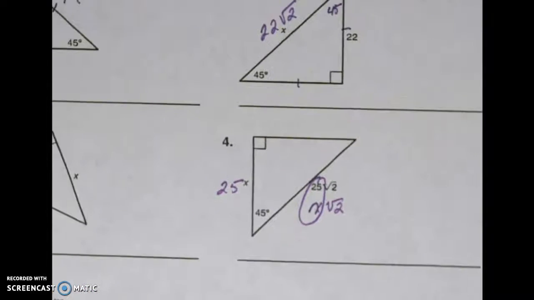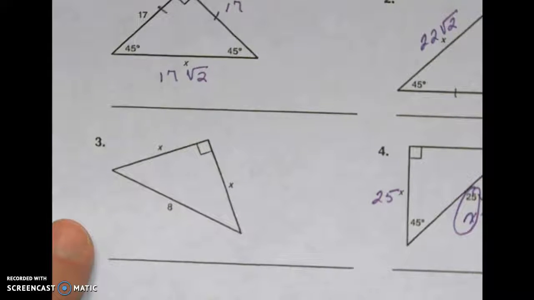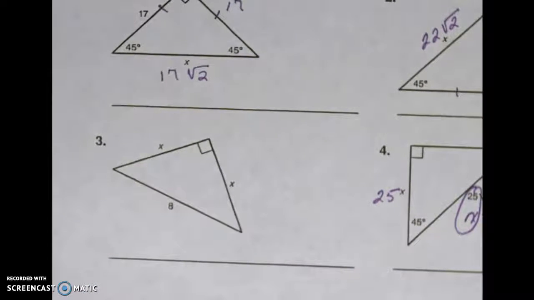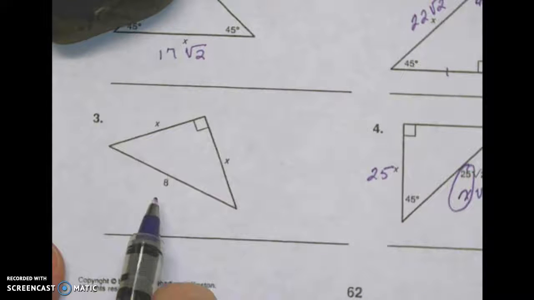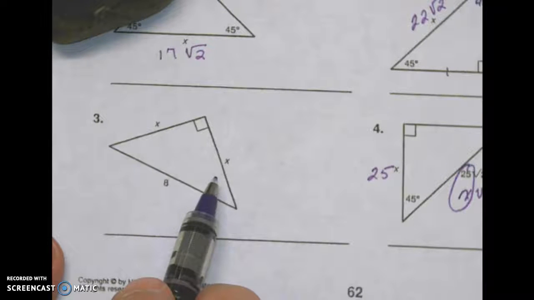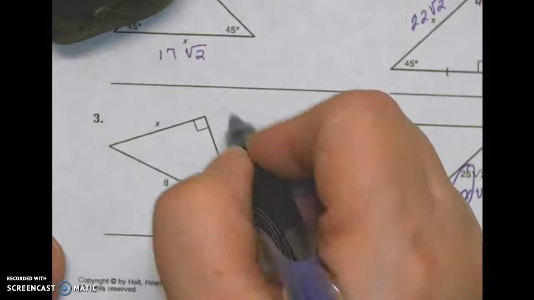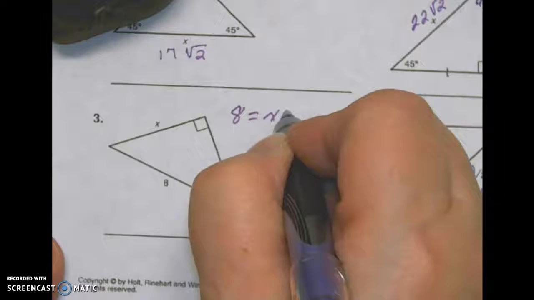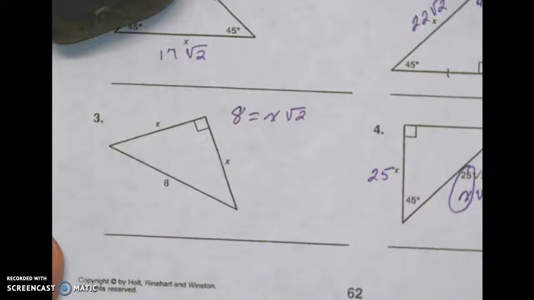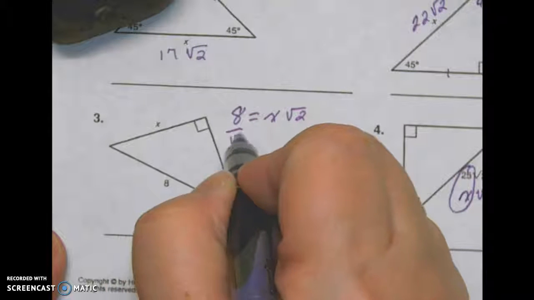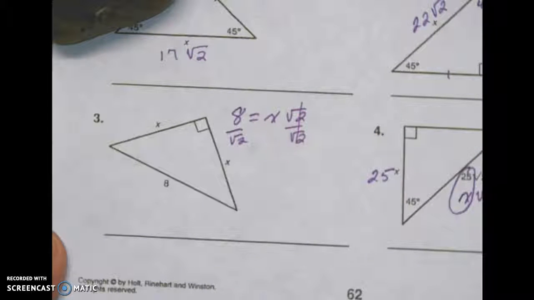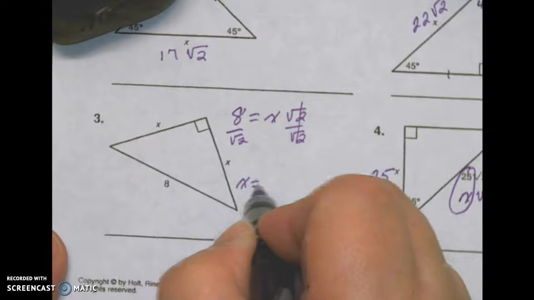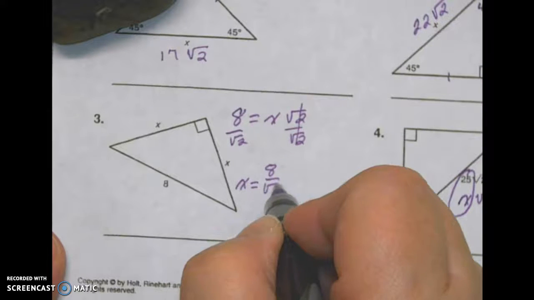If I go back and look at question number 3, in this problem, I'm given the length of the hypotenuse is 8, and I'm looking for the length of the missing side. What I know about that hypotenuse 8 is that it is equal to x times the square root of 2. In order to solve for x, I'm going to have to divide each side of the equation by the square root of 2. That'll give me x by itself equal to 8 divided by the square root of 2.